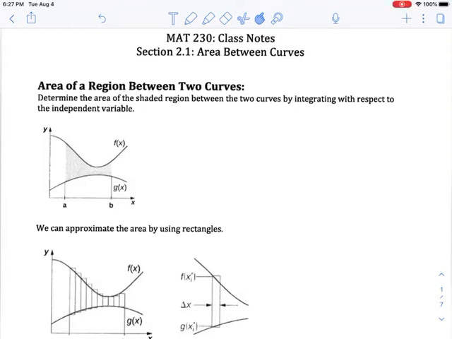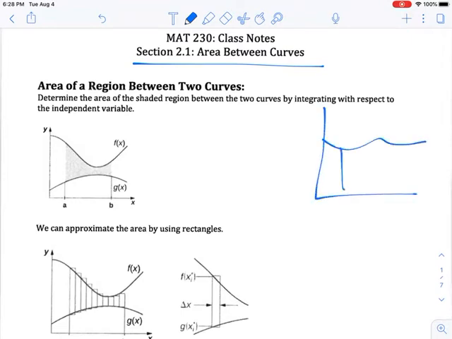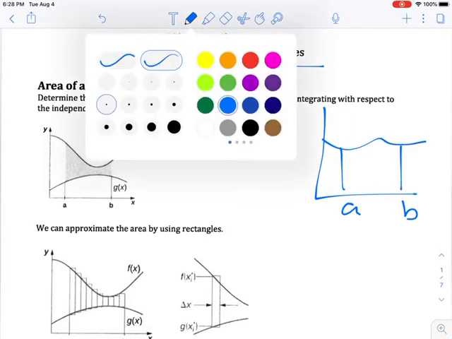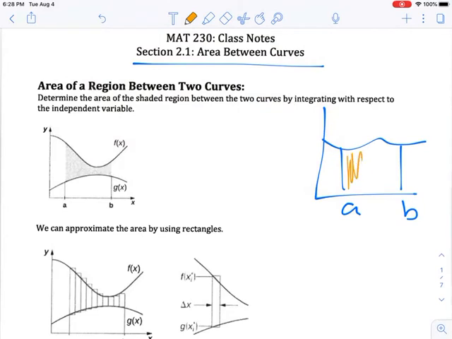In this video, I will be going over section 2.1, area between curves. So the concept of an area of a region between two curves is very similar to the idea that you learned in Calculus 1. And that is that you had a graph of a function between 2 points on the x-axis, a and b, and you wanted to find the area underneath the curve.